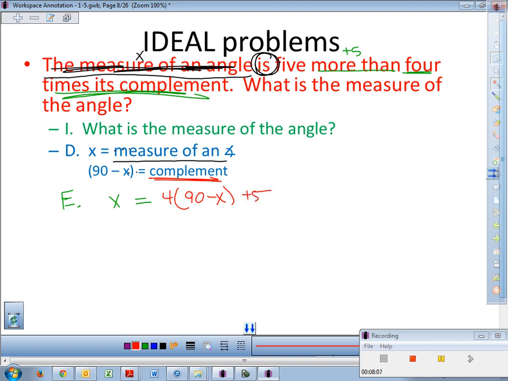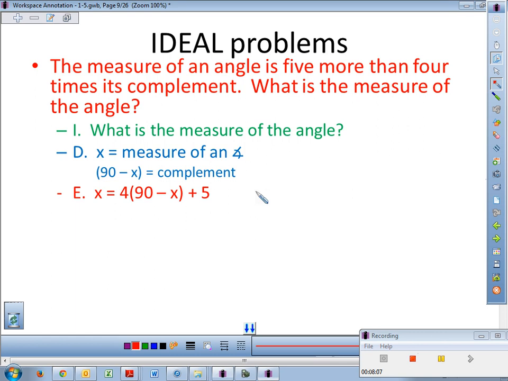Now let's kind of go back and reread it. It says the measure of the angle, isn't that what that says right there? Is 5 more than, which came last, 4 times the complement. Correct? Let's solve this for x. That's our E step right there. E means just write an equation. Cool? The A step means act it out by solving for x. So let's solve for x. What would you do first to solve this?